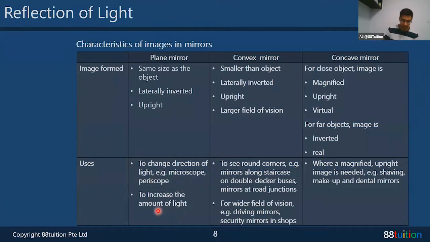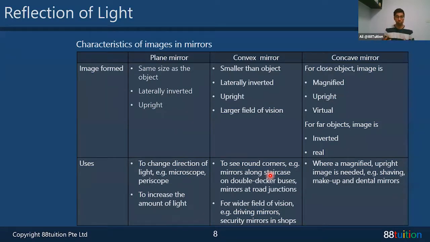it can also be used in periscopes and to increase the amount of light. For convex mirror, to see round corners. Now, these mirrors may not be in our homes or in our toilets, but there are a lot of them on the roads because our cars need to see around the bend, a corner.